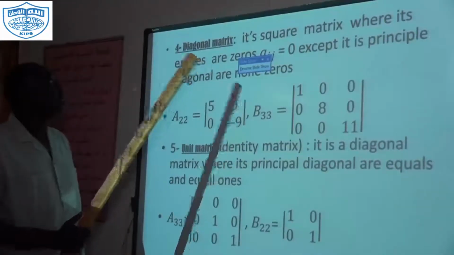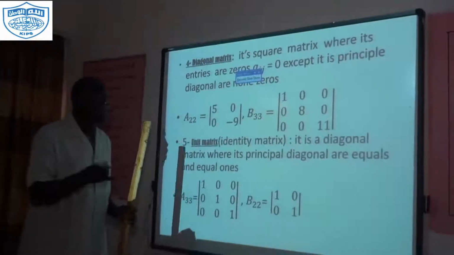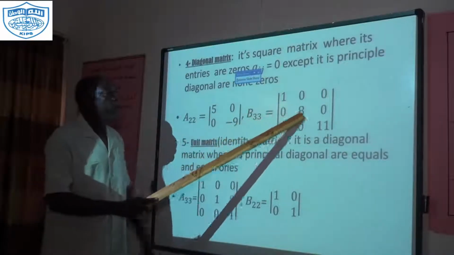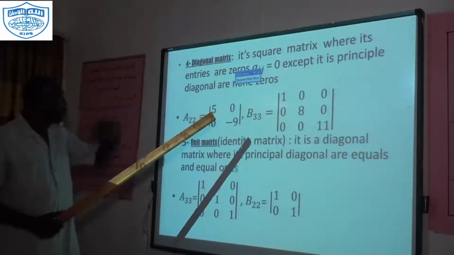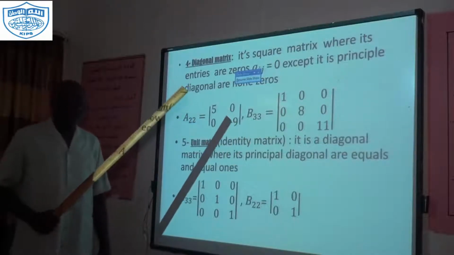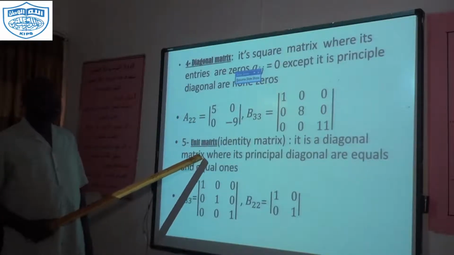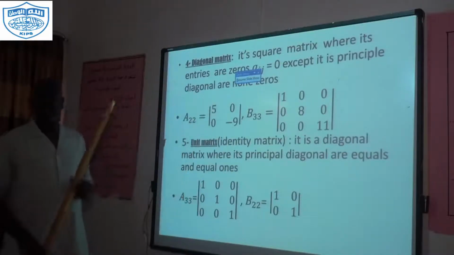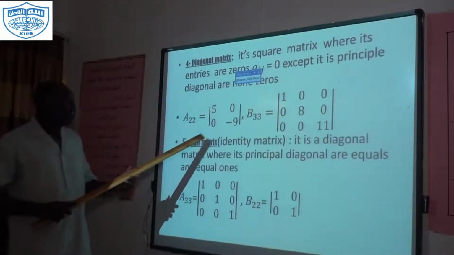To be called a diagonal matrix, it must satisfy two conditions. First of all, it must be a square matrix. Secondly, the principal diagonal entries are non-zero, and the remaining entries are zeros. A unit matrix, or identity matrix, is a diagonal matrix.